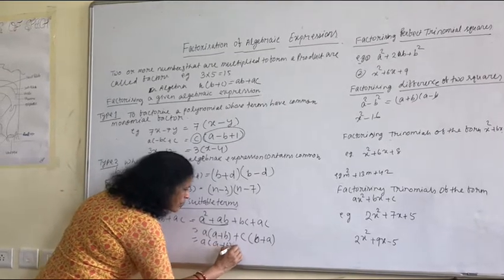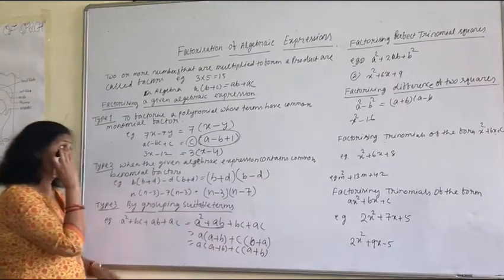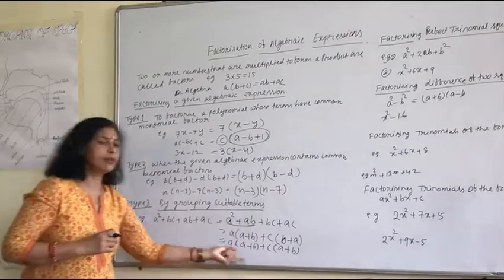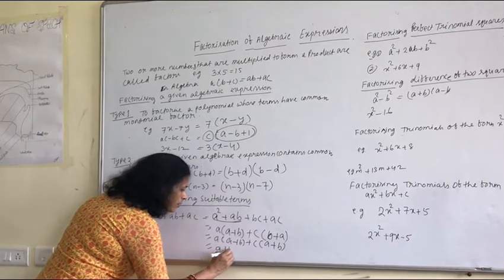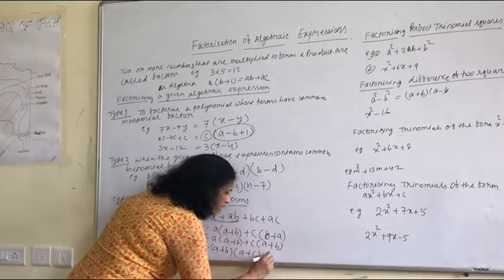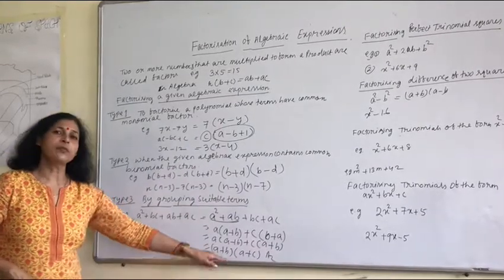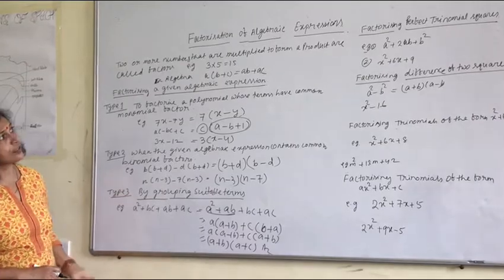Write a plus b plus c, a plus b. In both cases, type 2, both are binomials. You take a plus b common, then a plus c is the answer. The two binomial factors are there. Okay, this is type 3.